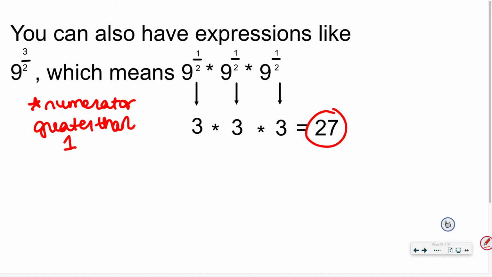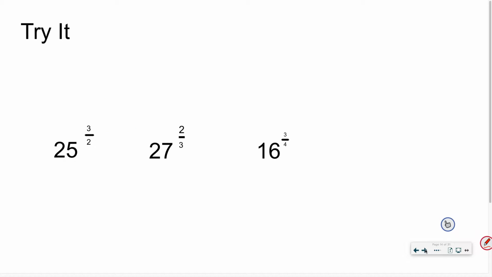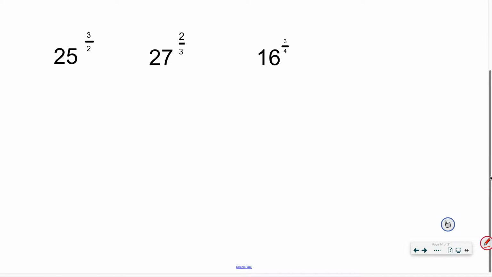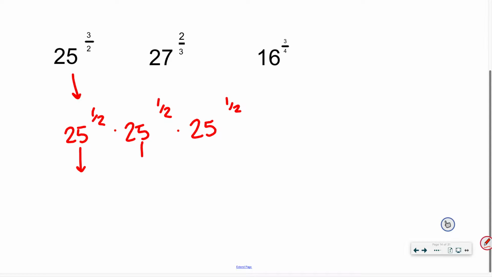So examples of this. 25 to the 3/2. How would I break that out? 25 to the 1/2 times 25 to the 1/2 times 25 to the 1/2. Now, do we all see why we have 3 of them? Yes. If my exponent here was 3/2, I actually have 1/2 here, 1/2 here, 1/2 here. Do I know what 25 to the 1/2 is? 5. It is 5. Because what number squared gives me 25? And the answer would be 5. So I have 5 times 5 times 5.